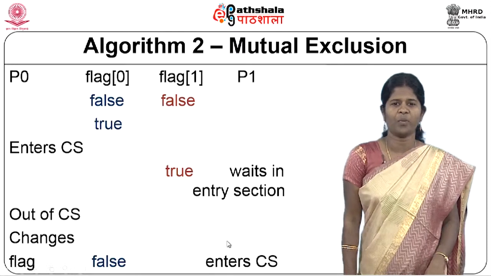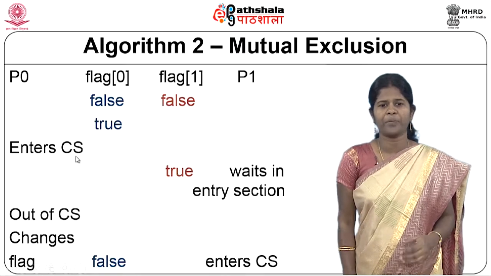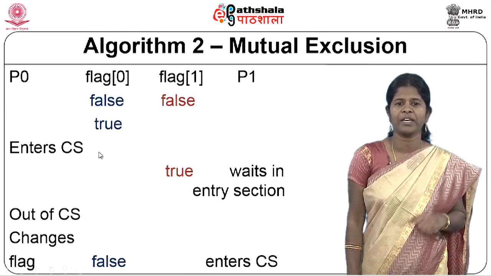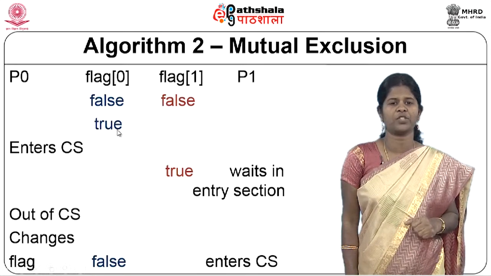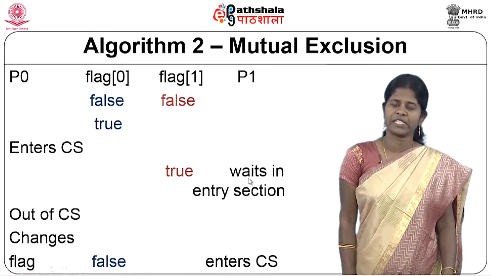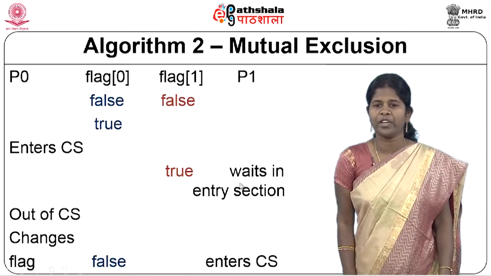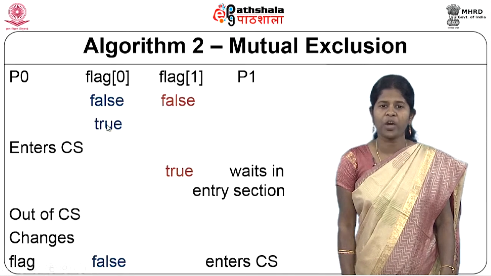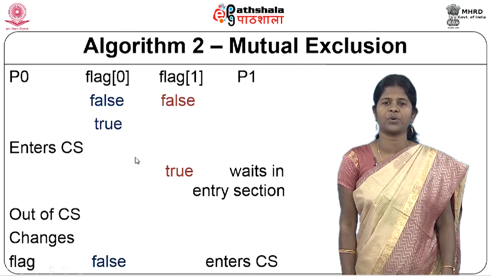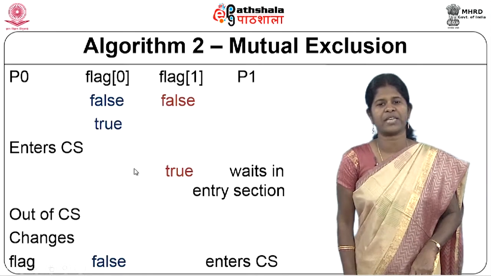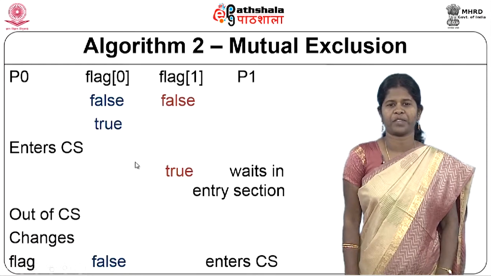So, here we see that when one process is in the critical section, say when P0 is in the critical section, its flag is set to true and the other process will not enter its critical section, because the other process will check this process's flag, and as long as this process's flag is true, it will keep on waiting. Hence mutual exclusion is satisfied in this algorithm.